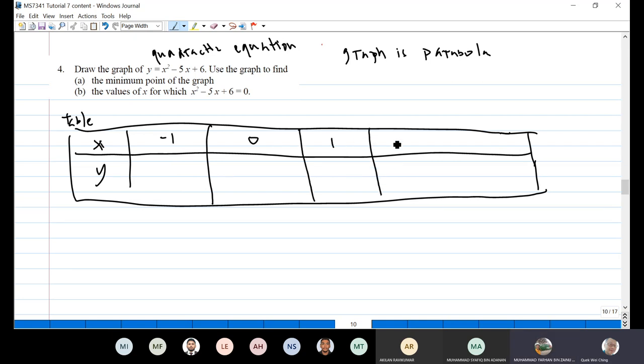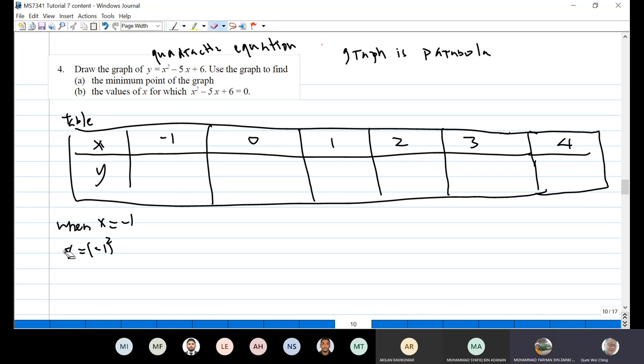2, 3, 4. Okay, I'm going to use 6 points. Usually it should be enough already. You can get more points if you get the equation. So first, find y. When x equal to minus 1, what is y now? y is equal to minus 1 squared, minus 5 times minus 1, plus 6. This will give you 1 plus 5 plus 6. You get 12.